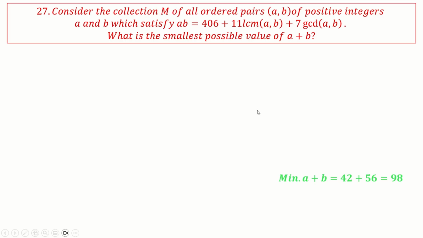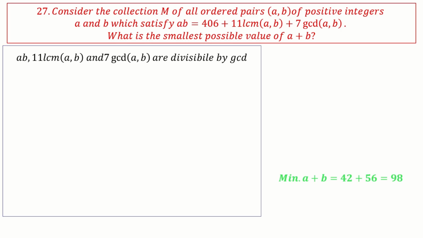Okay, so let's do this. We know the LCM and GCD relation: if A, B are two numbers, A into B equals LCM of A comma B into GCD of A comma B, right? So if you see this equation, AB equal to 406 plus 11 LCM of A comma B plus 7 GCD of A comma B. Now this term is divisible by GCD, this term is also divisible by GCD, and AB is also divisible by GCD. So obviously 406 should also be divisible by GCD.